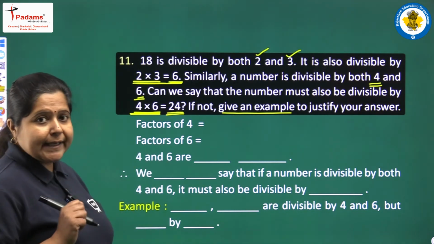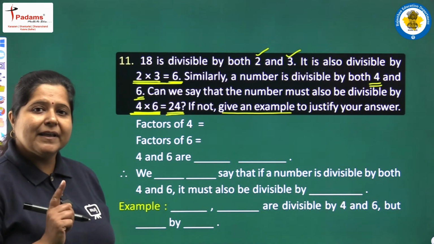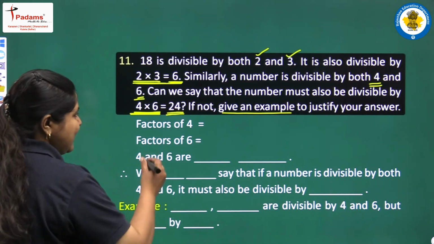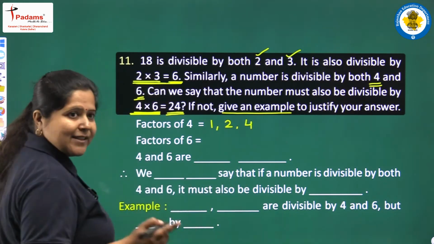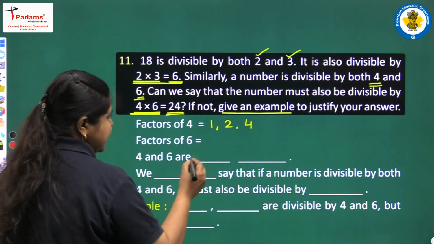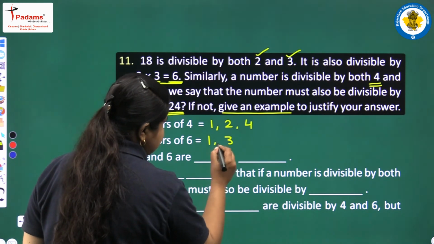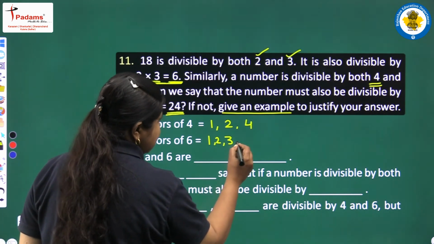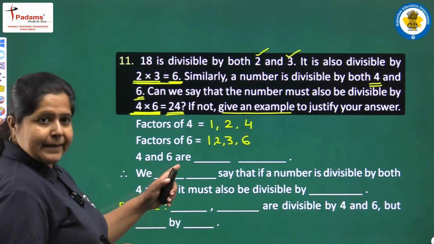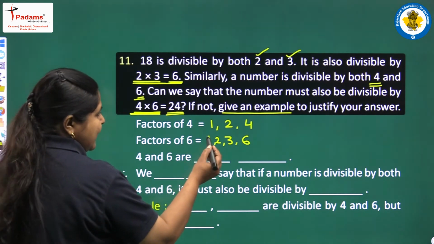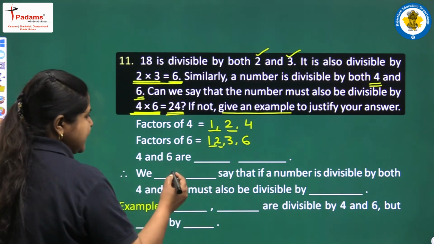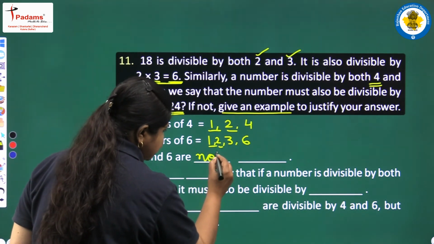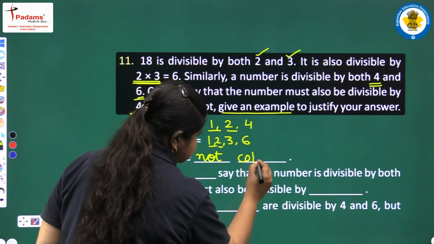पहले हम प्रूव करेंगे कि 4 और 6 को-प्राइम नहीं हैं। इसके लिए फैक्टर्स ऑफ 4 लिखेंगे। 1, 2 and 4 are the factors of 4. 6 के फैक्टर्स लिखते हैं: 1, 2, 3 and 6. Now you can see there are two factors common, 1 and 2. So 4 and 6 are not co-prime.